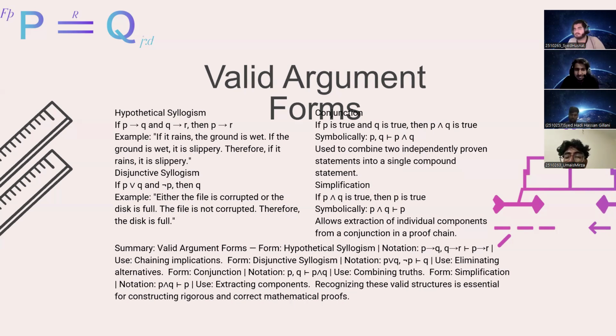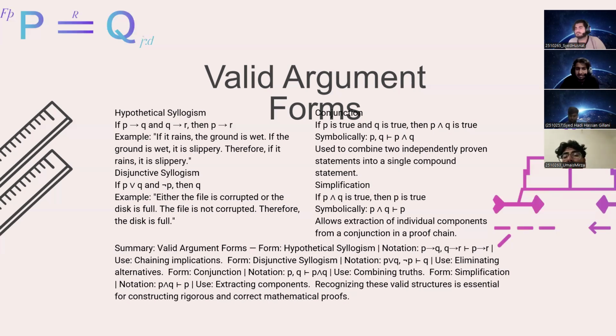The second form is disjunctive syllogism. Here we know that one of two possibilities must be true, and if one option is false, then the other option must be true. We also have conjunction, which combines two statements into a single statement. Finally, simplification allows us to extract one part from a combined statement. These argument forms are called valid because whenever the premises are true, the conclusion is guaranteed to be true. They are the foundation of logical reasoning and proof construction.